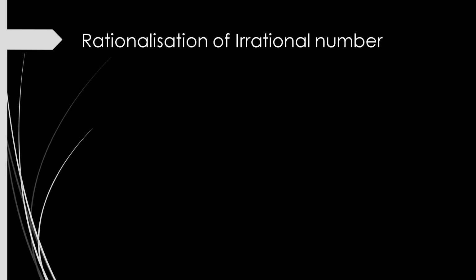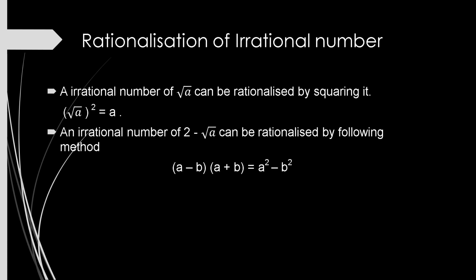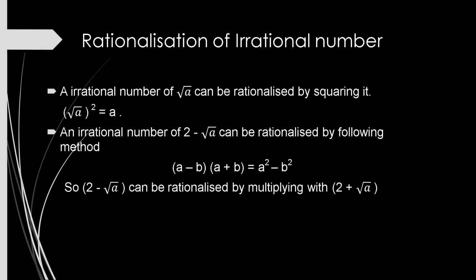Now coming to rationalization of irrational numbers, if our irrational number is under root a, it can be rationalized by squaring it. So the square of under root a is equal to a. And if our irrational number is of the order of 2 minus under root a, it can be rationalized by using the property (a minus b) into (a plus b), which is equal to a square minus b square.